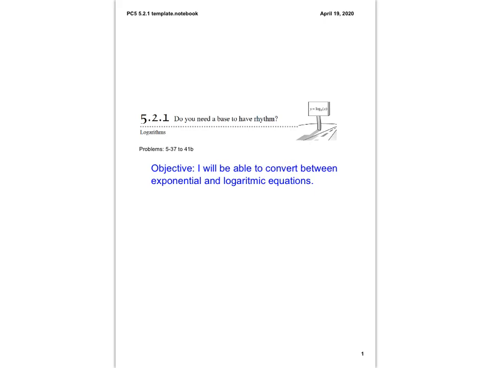Good morning, class, and welcome to lesson 5.2.1. Objective: I will be able to convert between exponential and logarithmic equations.